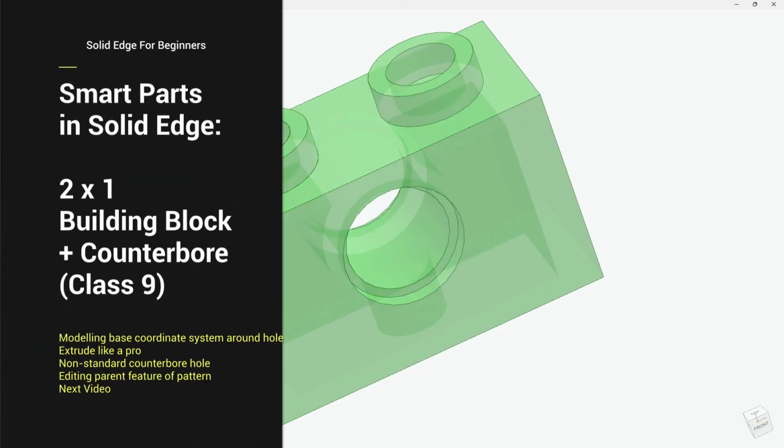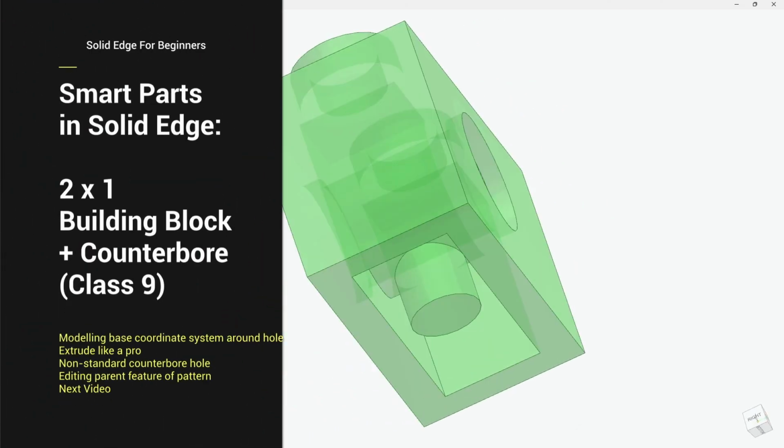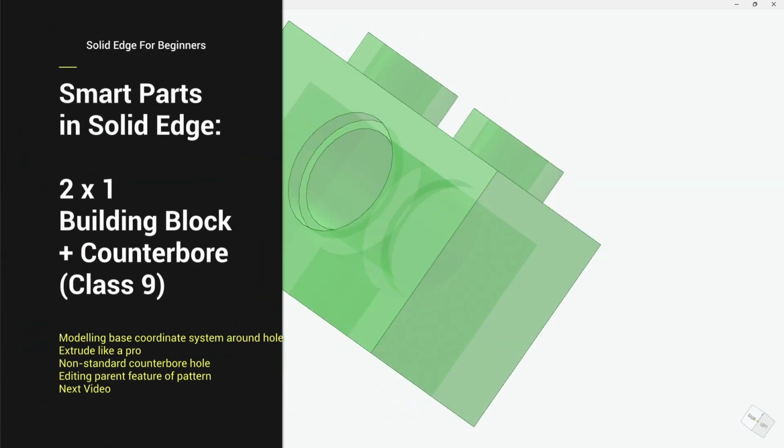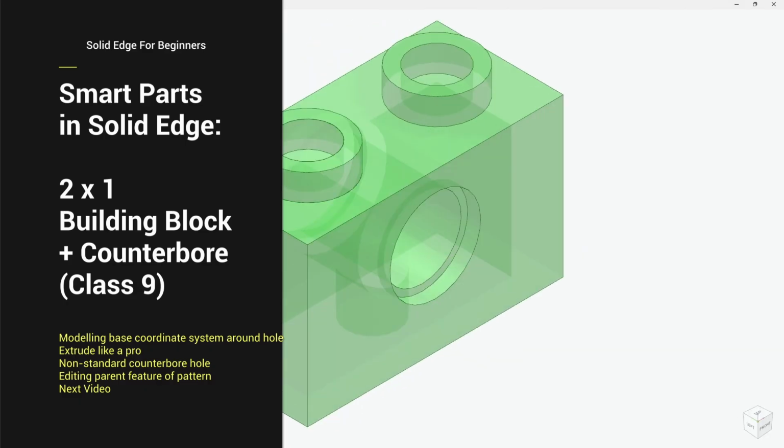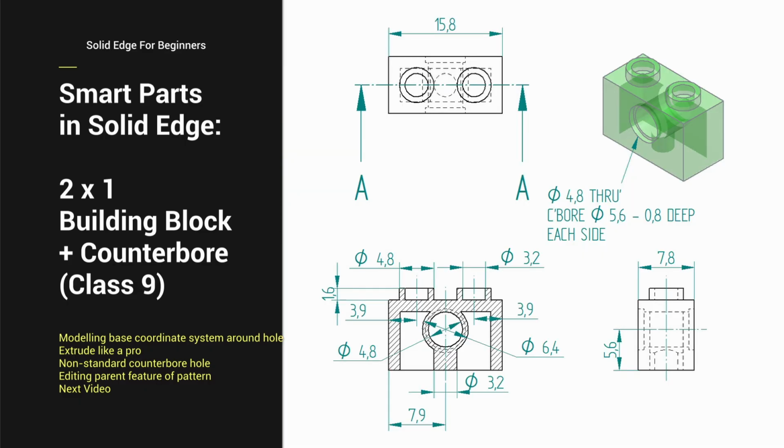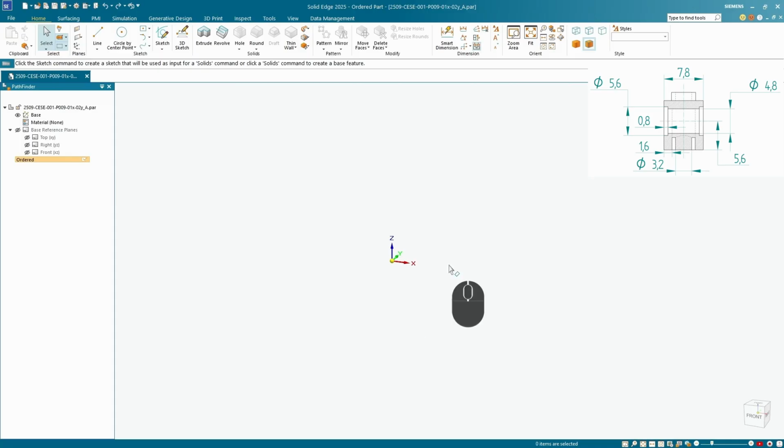Well, Joey, in this video we're going to model this 2x1 block with a counterbored hole through it. In models so far, we've positioned the bottom face of our part on the top plane. That doesn't necessarily have to be the case. In this example, we could decide that maybe the counterbored hole is the most important feature in this part. And if that was the case, maybe we would model the part with the base coordinate system at the center of our counterbored hole. So let's do that.